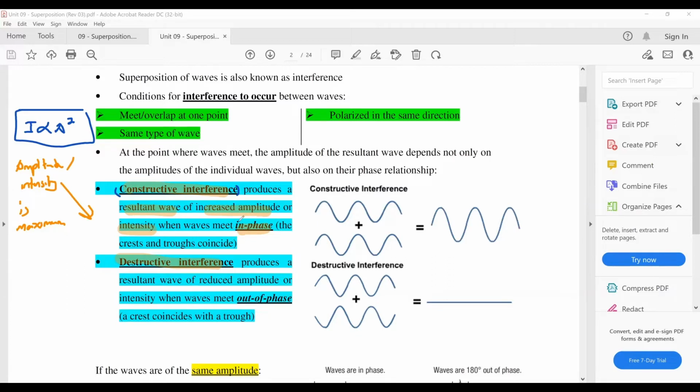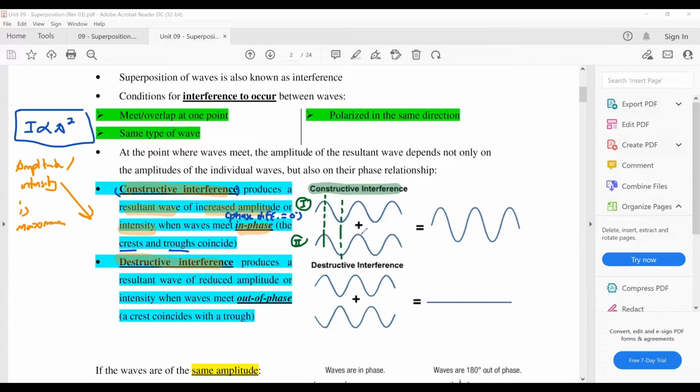Okay, so when we say they meet in phase, that means the phase difference here is 0 degrees. In other words, crests and troughs coincide. So the easy way to look at it will be the diagram on your right. Let's just say you have two waves for constructive interference. This is wave number 1, and this is wave number 2. Okay, so when they meet under constructive interference, crests will tend to meet with crests. Troughs will tend to meet with troughs.